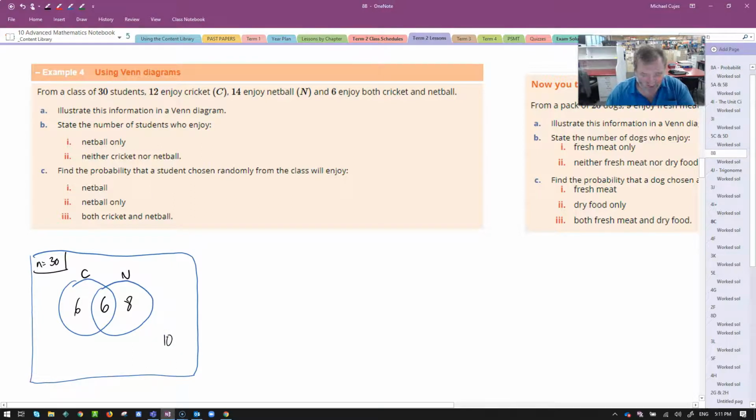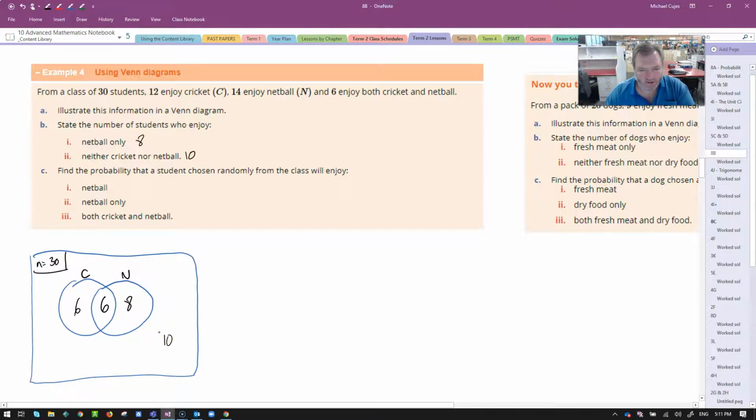State the number of students who enjoy netball only, so netball and not cricket. Well, that would be 8 out of 30. But they only want to know the number, so it's 8. How many enjoy neither cricket nor netball? We've already answered that, haven't we? There are 10 on the outside. That must be the answer.